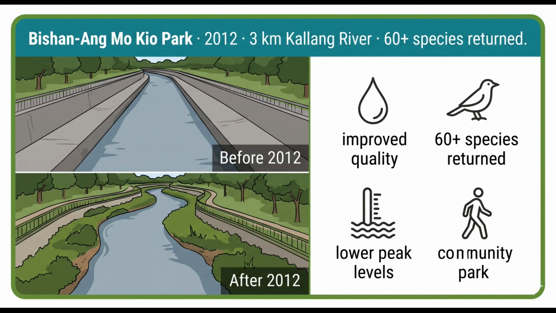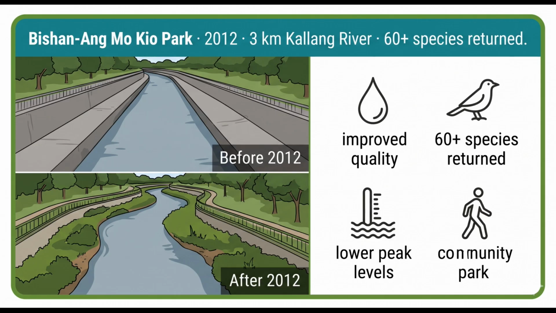The results were dramatic. Water quality improved as runoff was filtered through the vegetation before reaching the river. Over 60 species of birds and animals returned to the restored ecosystem, a stretch of river that previously supported almost nothing. Peak flood levels in the surrounding area decreased because the naturalized channel slows water and allows infiltration rather than rushing it straight downstream. And the area became one of Singapore's most visited and loved urban parks.